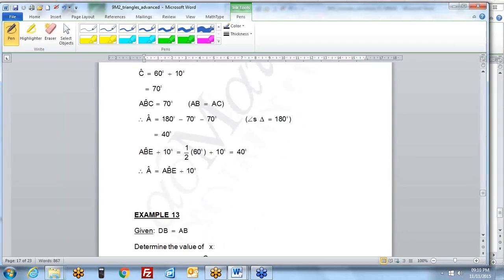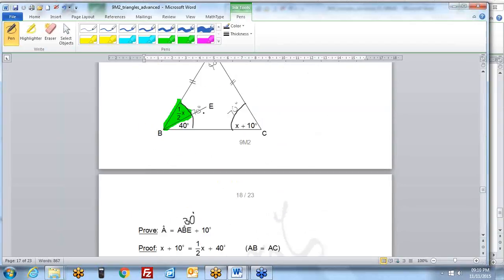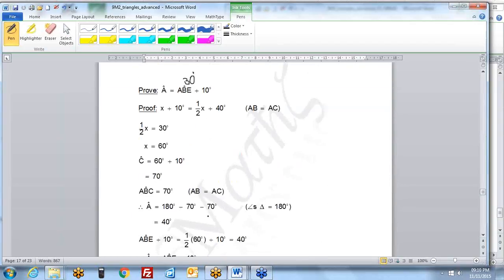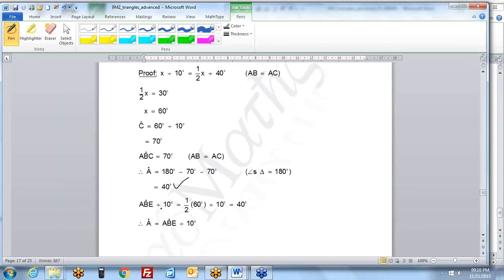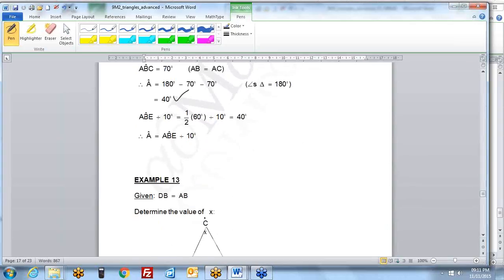So angle A equals 180 minus 70 minus 70. These two 70s gives you 40 degrees. The angles of a triangle equals 180, and angle ABE plus 10 is, in other words, a half times 60 plus 10 gives you 40. Half times 60 gives you 30 plus 10 gives you 40, and angle A therefore equals angle ABE plus 10.